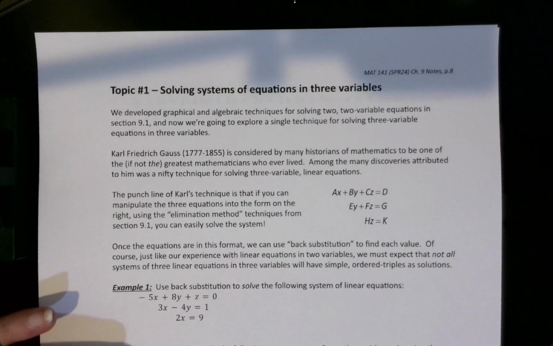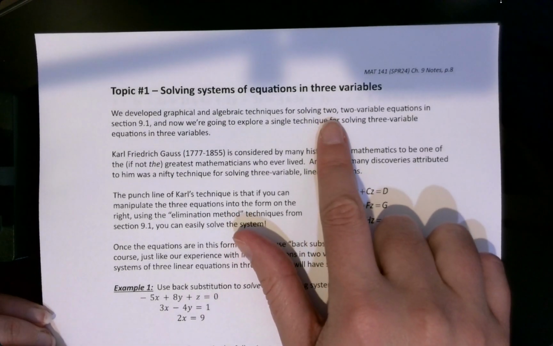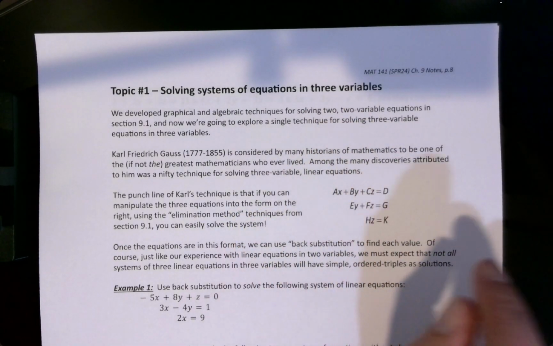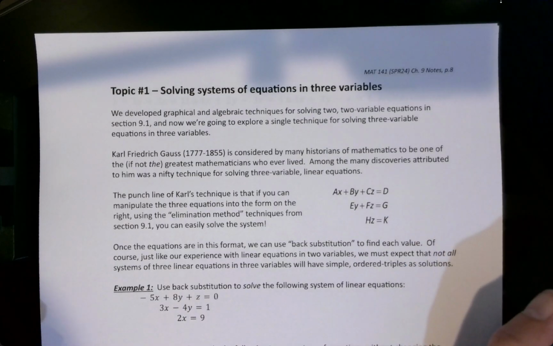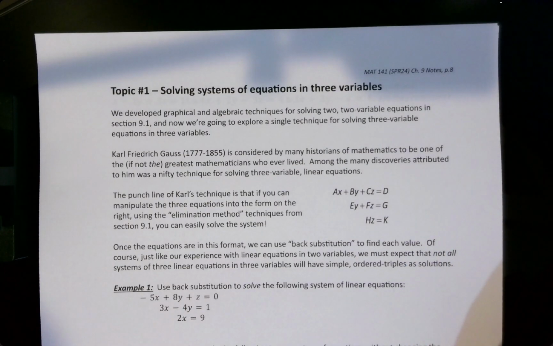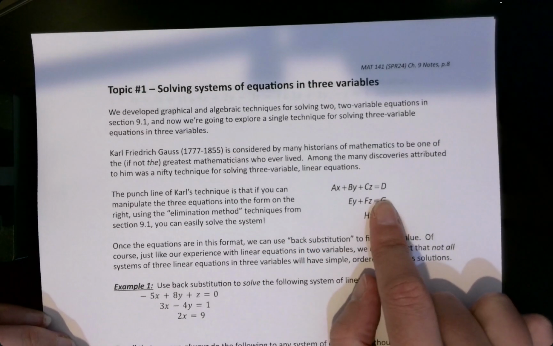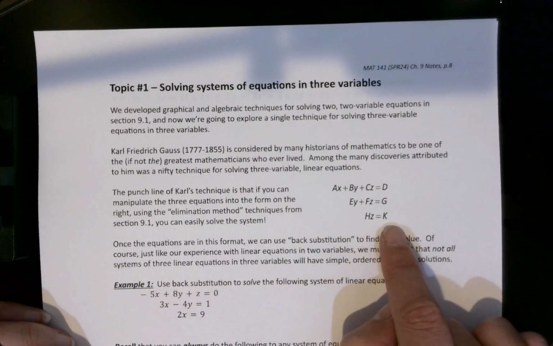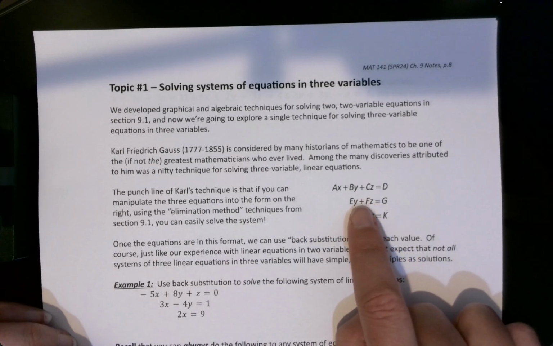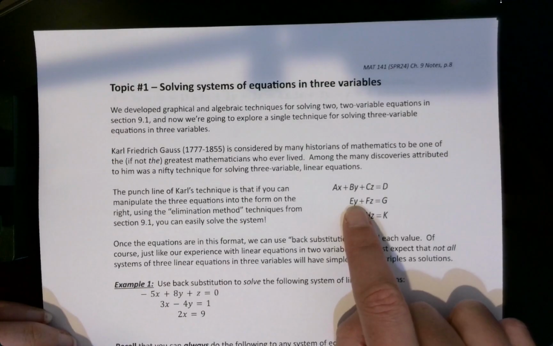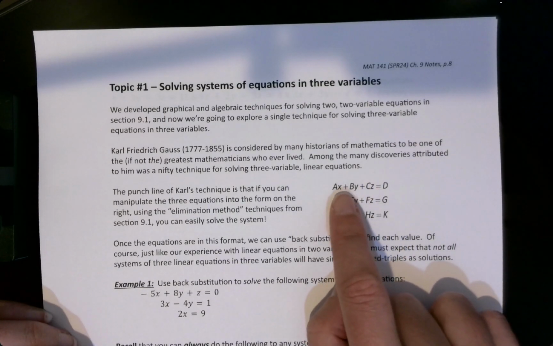Topic 1. We're going to be solving systems of equations in 3 variables. We developed some techniques in the previous section for solving two-variable equations, and so we need to explore a technique for solving 3-variable equations. One of the techniques relies on the fact that if you can get down to a form where you can solve a single equation, then you can back substitute. If you can find the value of one variable, you can back substitute that in. If you have 2 variables, you can find the value of the second variable, then you can back substitute those values in to find the value of the third variable.